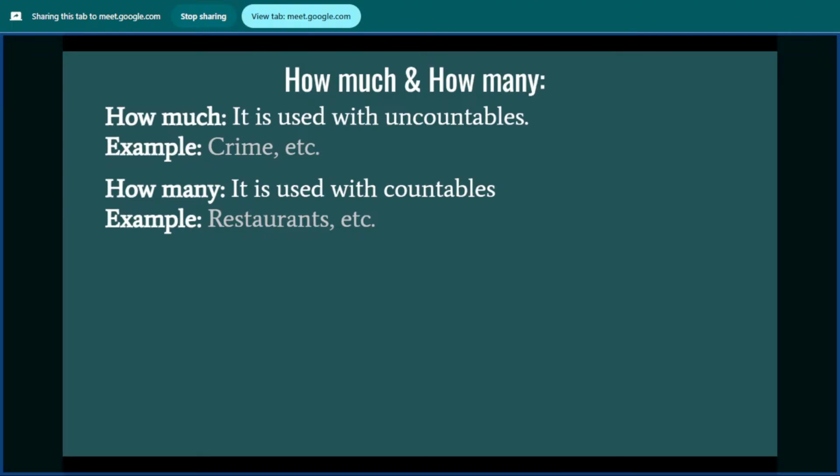Now the words many and much. We use the word much when we are talking about uncountable nouns. We use the word many when we are talking about countable nouns. So I can ask you how many books you have, or how many restaurants are in your neighborhood. But if I'm talking about uncountable noun, I will say how much crime is there. How much sugar do you have? ठीक है, that is the main difference.